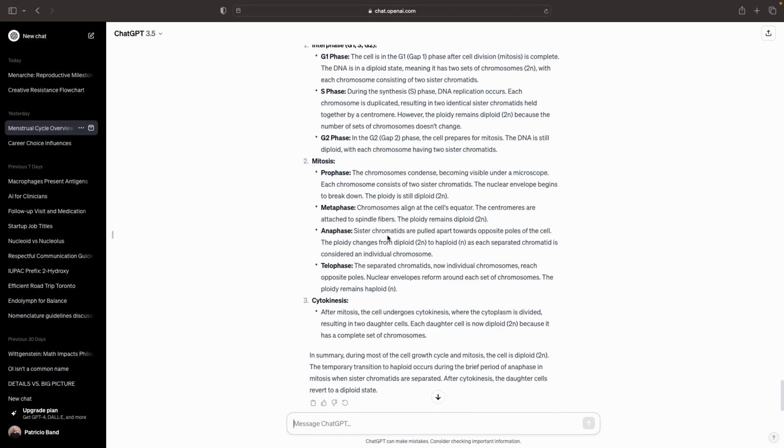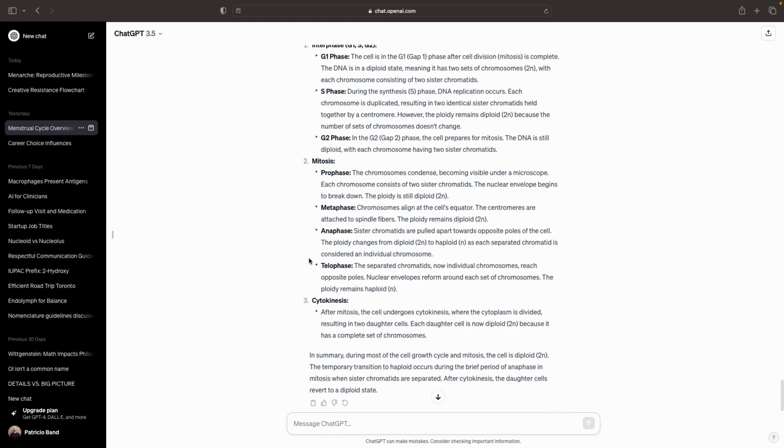The sister chromatids are pulled apart towards opposite poles of the cell. The ploidy changes from diploid to haploid. So it is during the separation, during anaphase, that the cell goes from diploid, having two sister chromatids, to haploid, as each separated chromatid is considered an individual chromosome. And then we have telophase: the separated chromatids, now individual chromosomes, reach opposite poles, nuclear envelopes reform around each set of chromosomes, and the ploidy remains haploid.